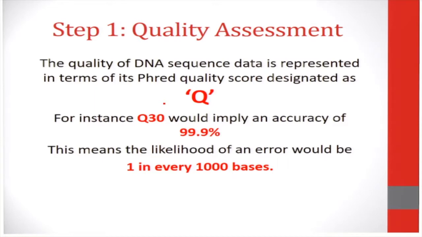Q30 implies that the likelihood of error would be 1 in every 1,000 bases. Sequences with a quality score of 20 are generally rejected prior to assembly.